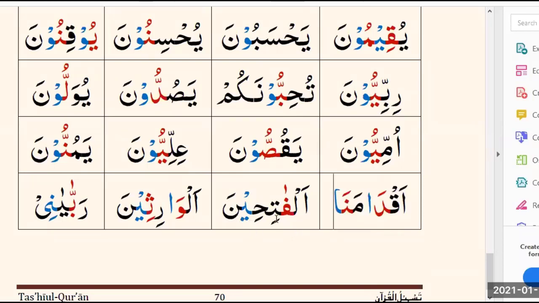Al-fatihin. Yeah. Al-waritsin. Yes. Rabbaniyani. No. This ba has got tashdid and at the same time vertical fatha. Look, you are prolonging, but you need to prolong ba as well, the same timing, and the ni is the same timing as well.